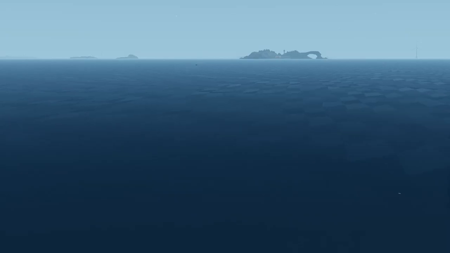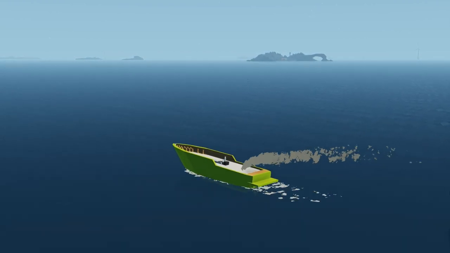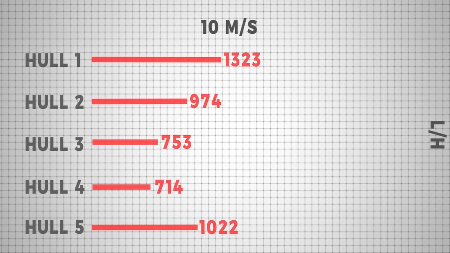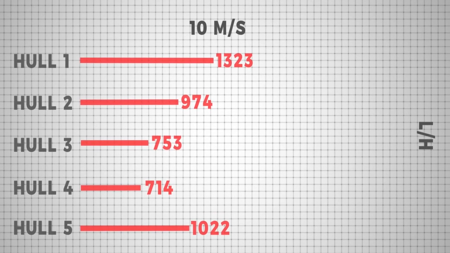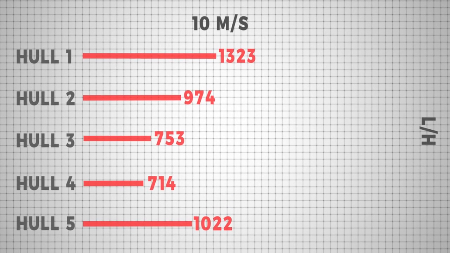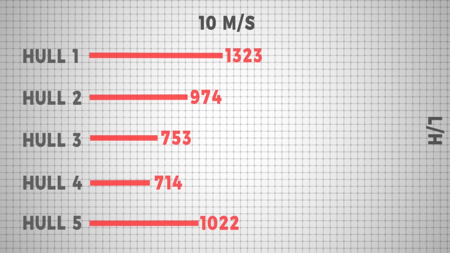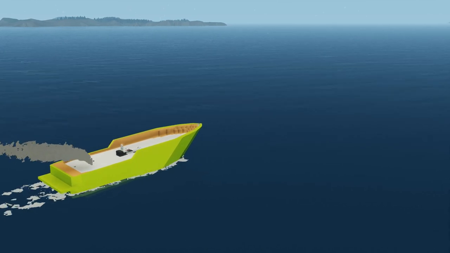Finally, we have hull 5, which ranked below all the other competitors, achieving a measly 300 liters of diesel per hour. At 10 meters per second, or almost 20 knots, hull 1 had an efficiency of 1,323 liters per hour. Hull 2 went down to 974, hull 3 dipped even further to 753 liters per hour, and hull 4 was even more efficient at 714. The fifth one, once again, not doing so great at 1,022. Still better than 1, though.